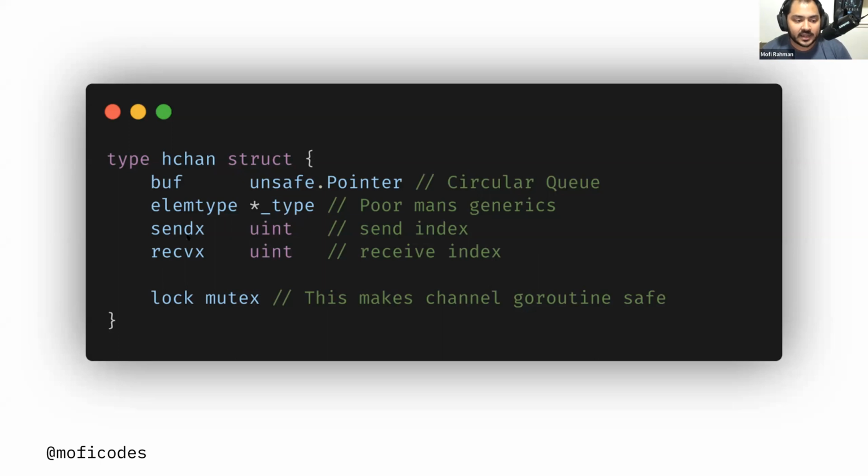And you have this send index and receive index, which is how you know how many things you have in your particular buffer. And finally, the lock mutex. When we say channels are goroutine safe, it is goroutine safe because underneath it uses a mutex to serialize the information getting from the channel.